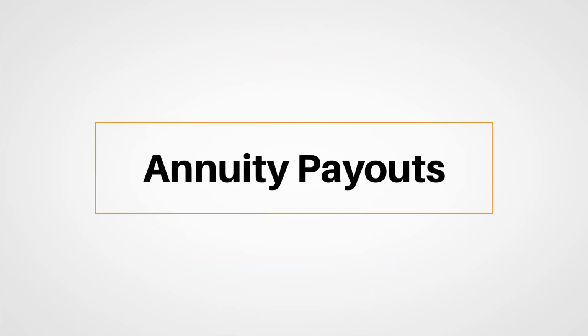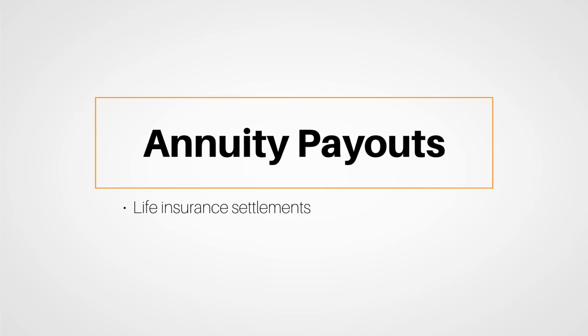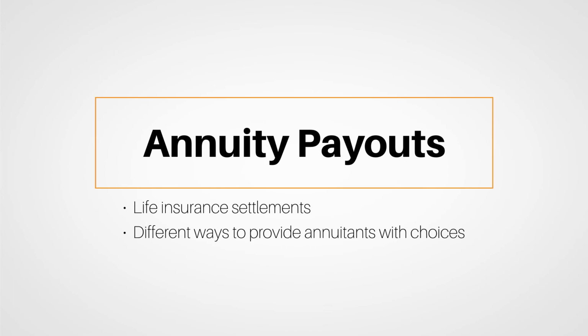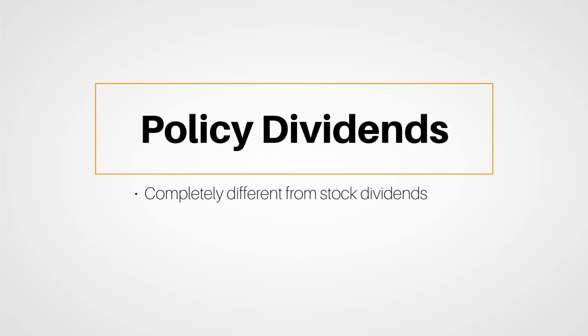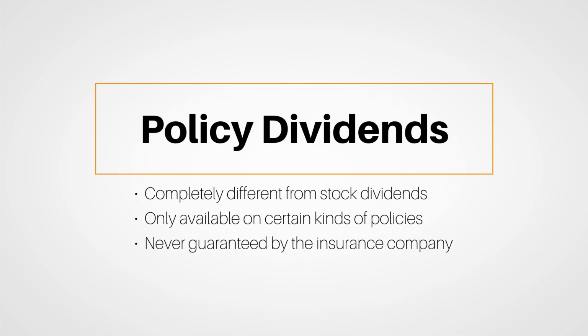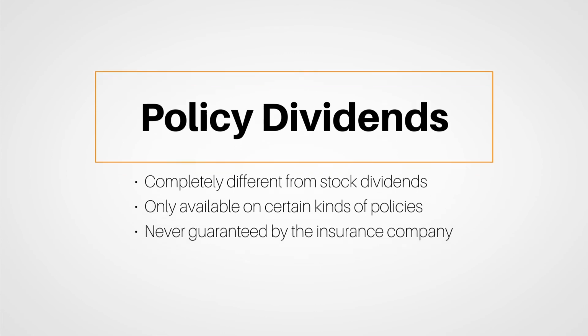Annuity payouts will be examined also. Like life insurance settlements, annuity payouts can be structured in different ways to provide annuitants with choices. Then we'll look at policy dividends. These are completely different from stock dividends and have different tax ramifications, but they're only available on certain kinds of policies and never guaranteed by the insurance company.